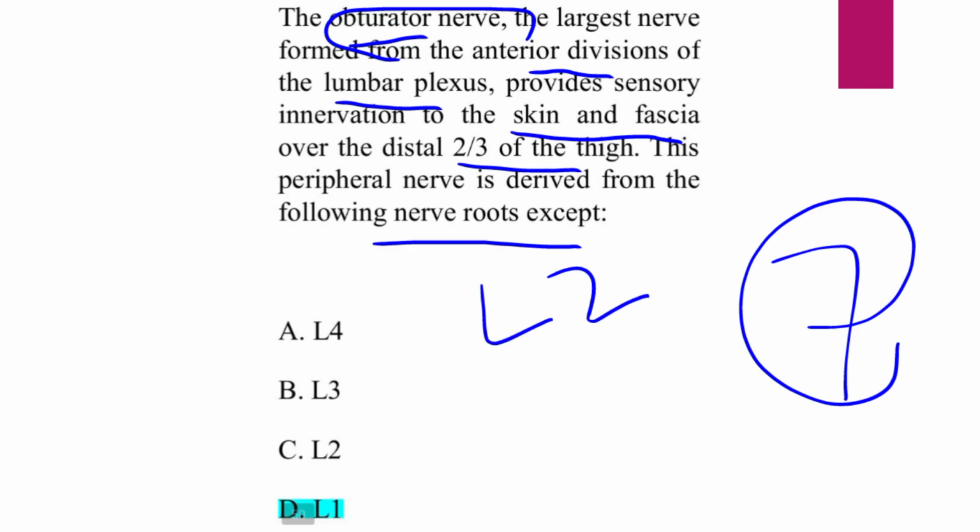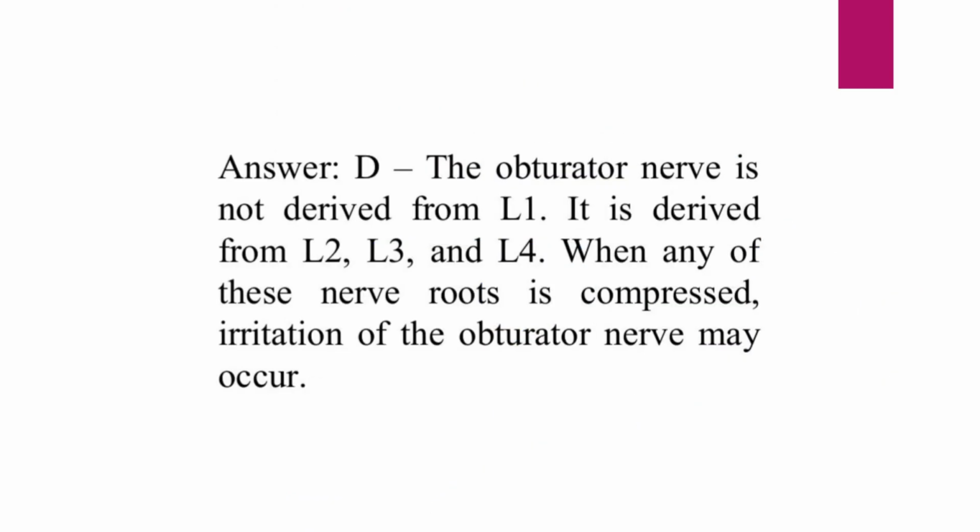The obturator nerve root value is L2, L3, and L4, which is not L1. Obturator nerve is not derived from L1, it is derived from L2, L3, and L4. When any of these nerve roots is compressed, irritation of the obturator nerve may occur.